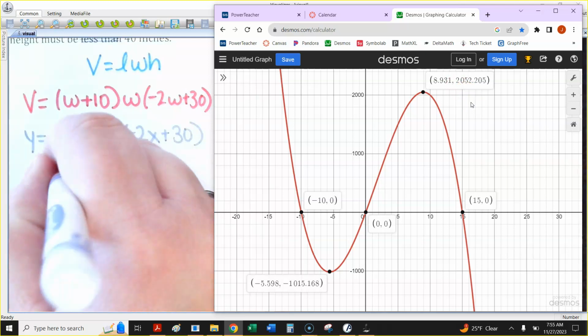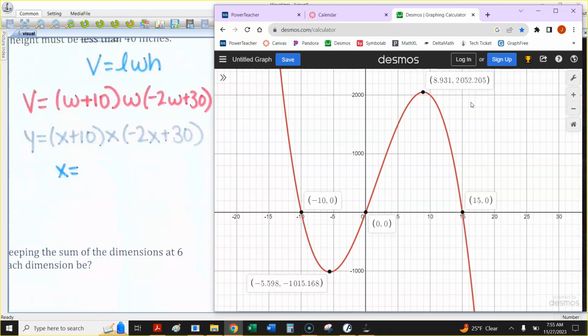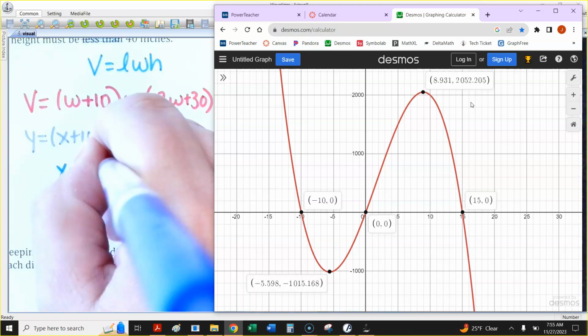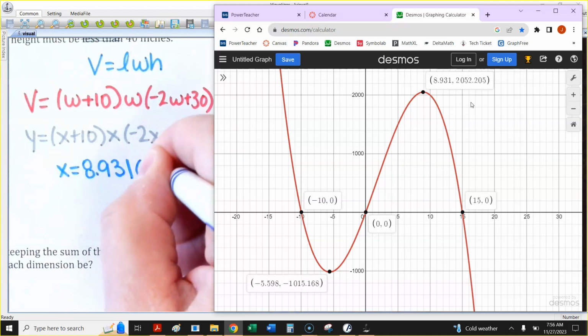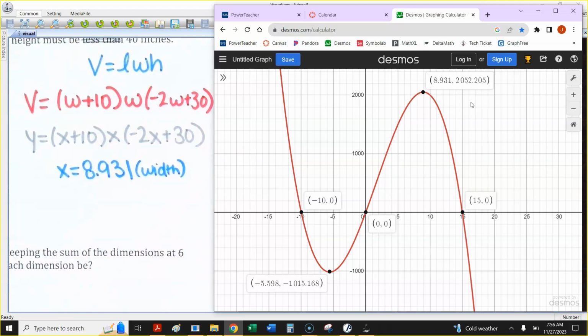I'm going to write, what is that? 8.931. So not the greatest number in the world. What is Y going to represent there? What would the 2052.205 represent for that situation? X, this is the width, right? What would the Y value represent for that? Yeah, the Y value is the actual volume.